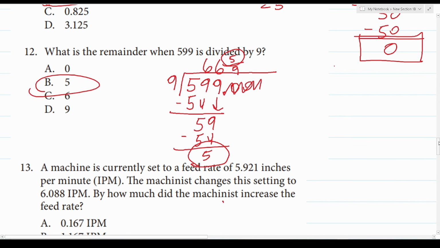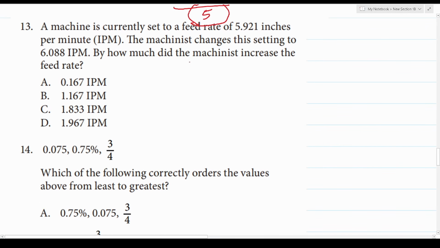Okay, so that's that one. All right, number 13 says a machine is currently set to feed at a rate of 5.921 inches per minute. The machinist changes this setting to be 6.088 inches per minute. By how much did the machinist increase the feed rate? So for this one, it's going to be a simple case of subtraction.